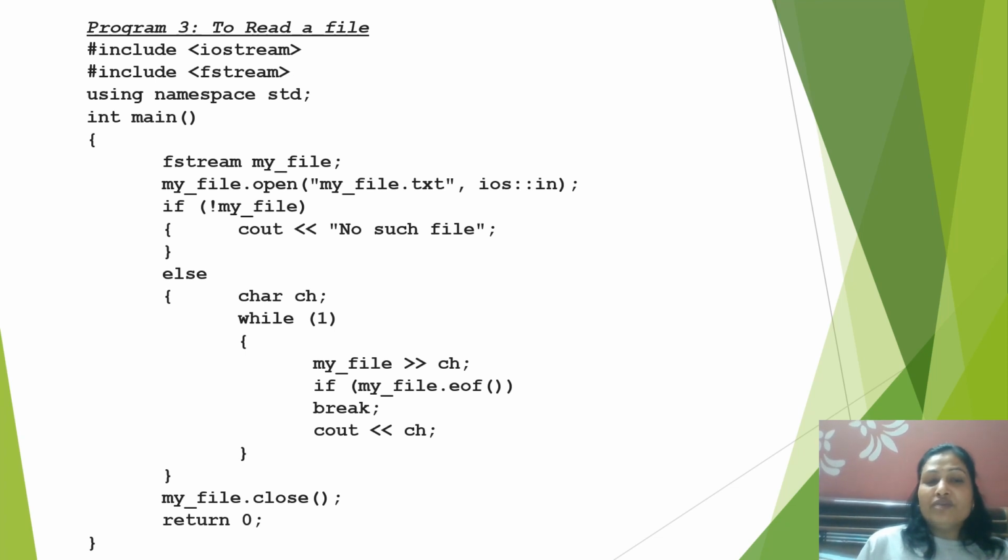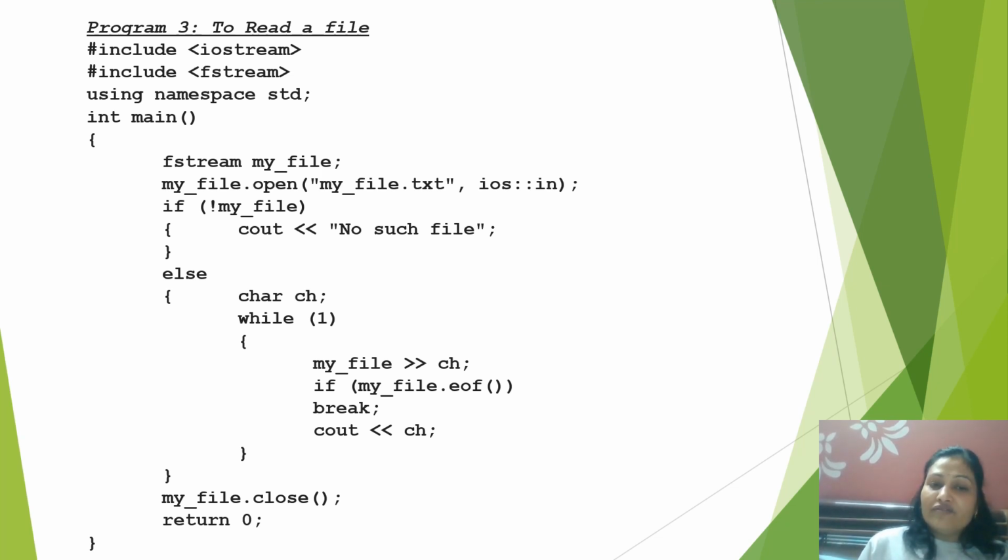If the condition is true, it means no such file exists, but if the condition is false, then I want to read some data. So here I'm declaring a variable ch of data type character, in which I'm going to read the text character by character. Then with the help of a while loop, I'm going into the file and reading the data character by character. So my_file, then here the extraction operator, ch. If my_file.eof, eof means end of file. If my file reaches the end of file, meaning there are no more characters left to be read, then the break statement will execute.